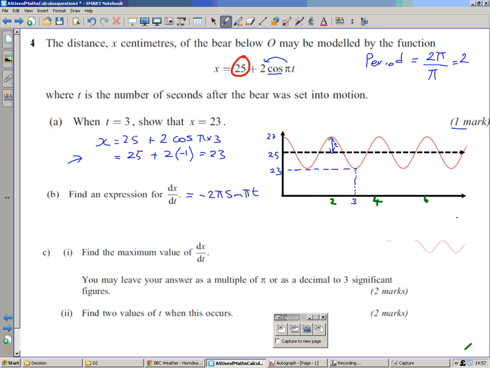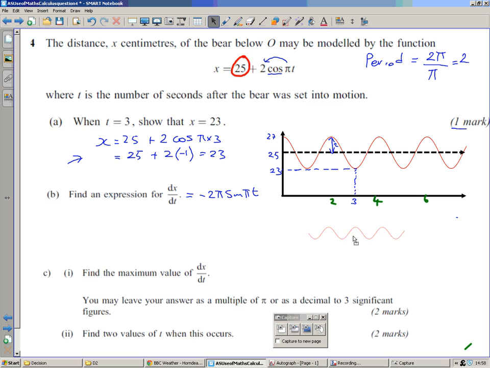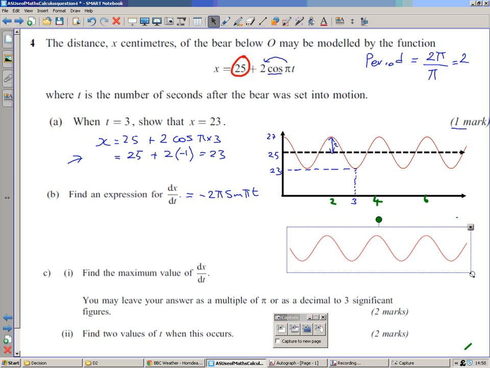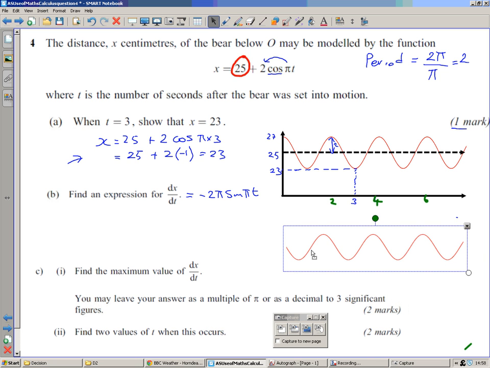Right, so it's asked for the maximum value of dx by dt. Now this is, again, I'm going to draw a graph of dx by dt. If I label my original graph as it should be, which is t along the x-axis and x along the y-axis, if you like. Might seem a bit strange, but t is time, and time is always on the horizontal axis. X is actually a distance, displacement, so that's on the vertical axis.